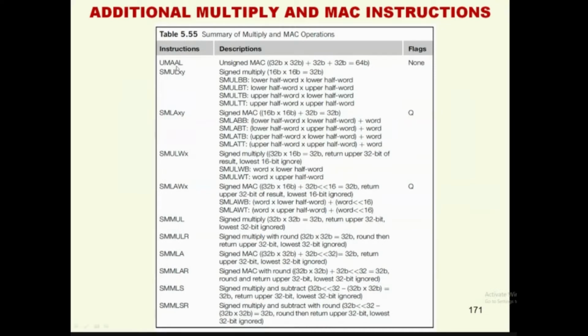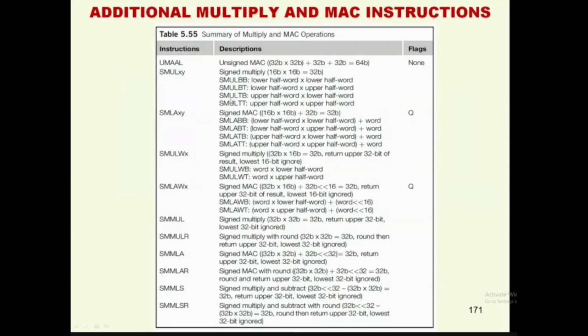Unsigned multiply and accumulate instructions, where in the unsigned MAC, 32-bit numbers are multiplied and added with some 32-bit value and the result is stored in the 64-bit register, no flags will be set. And signed multiply x comma y, where x and y are 16-bit, and we will get a 32-bit result.